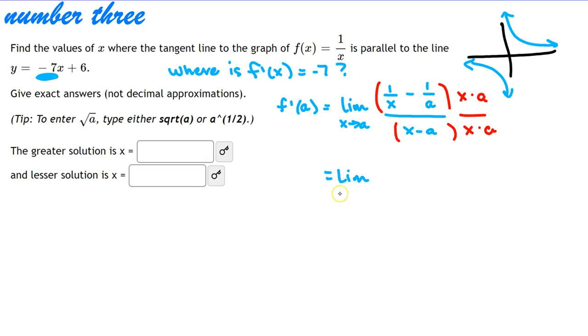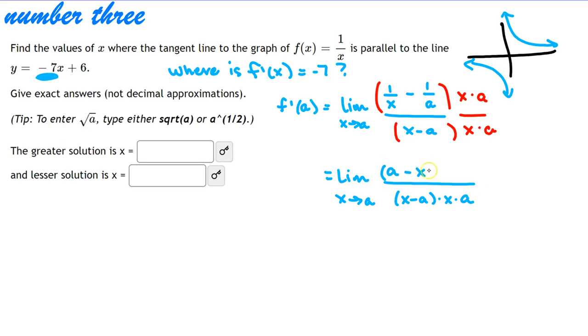So this is going to be the limit as x approaches a of, multiply both of those by 1 over x, and the x's cancel, leaving you with just the a, minus. Multiply both of those by 1 over a, and the a's will cancel, leaving you with just the x, over, and then on the bottom, let's just leave it as x minus a times x times a.